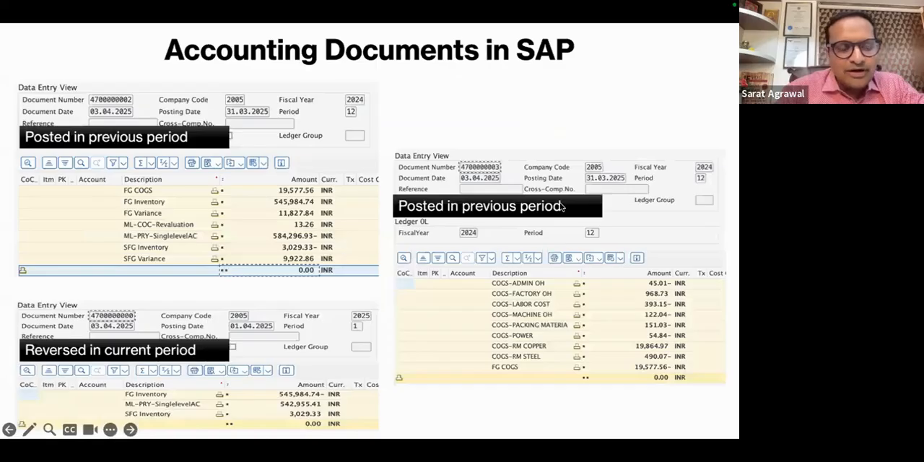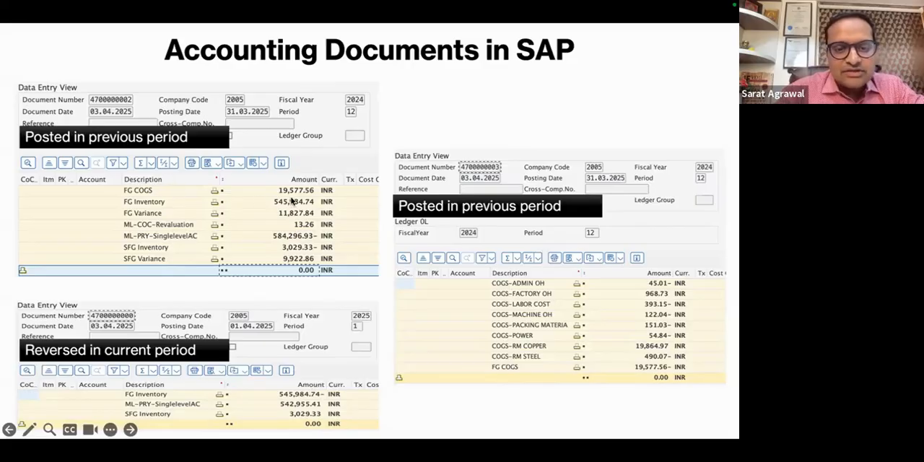Now let us see the accounting document. This accounting document was posted in the previous period, the date you can see is 31st March 2025. That same inventory portion has been reversed on 1st April 2025. Here you can see the inventory is debited, and here inventory is credited for finished goods, and here the SFG inventory 3029 is credited, here it is debited. So effectively the inventory portions are reversed, and the COGS portions are split up into the different cost components and the COGS element.